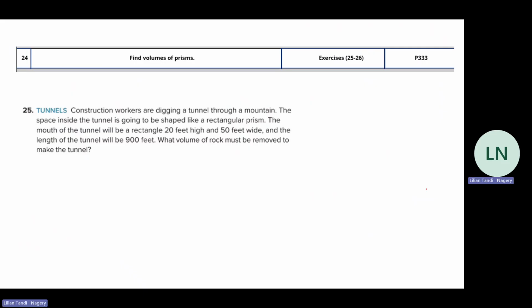Okay, the question is asking you, what is the volume to be removed? Now, what should I ask myself? What shape am I removing? It says construction workers are digging a tunnel through a mountain. The space inside the mountain is to be shaped like a rectangular prism. So the dimensions are 20 feet high, 50 feet wide, and 90 feet long.